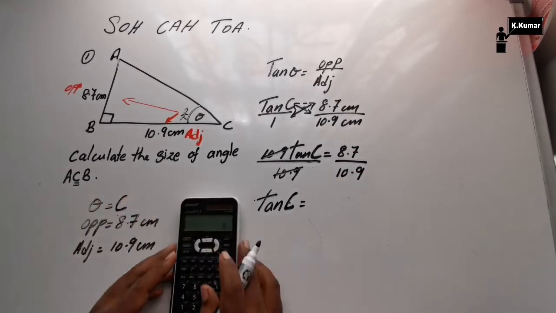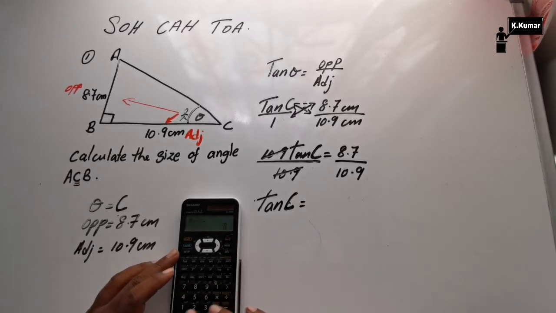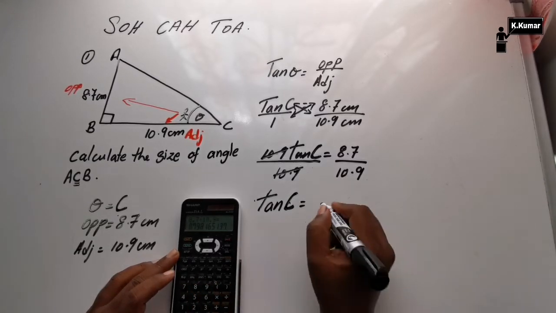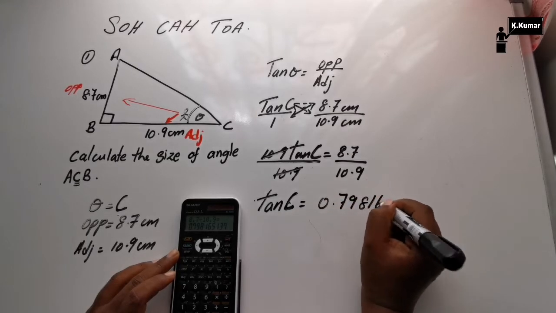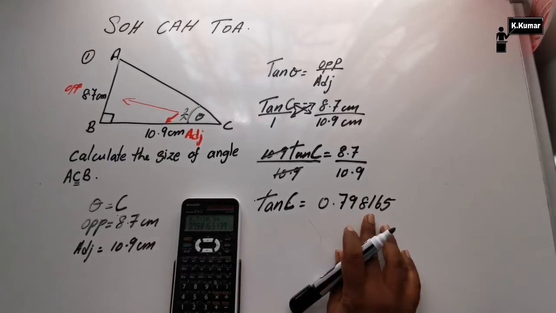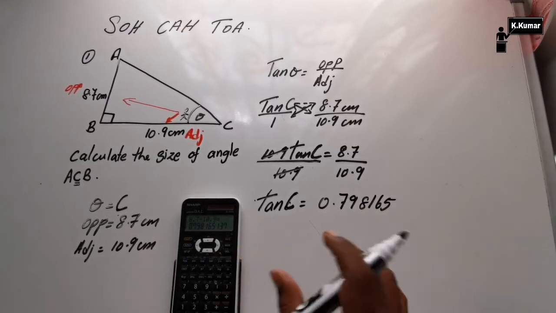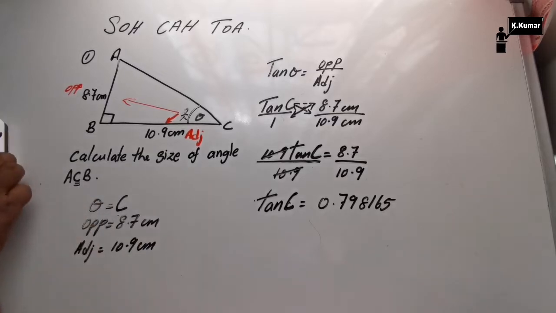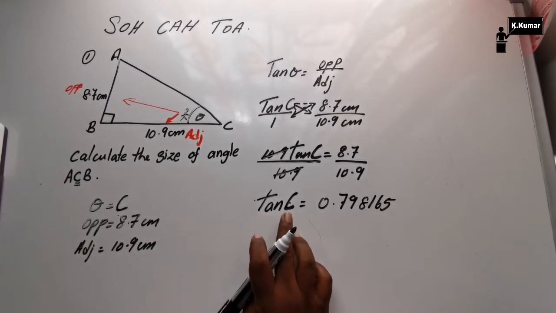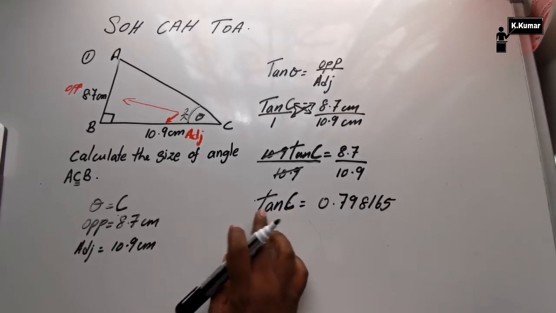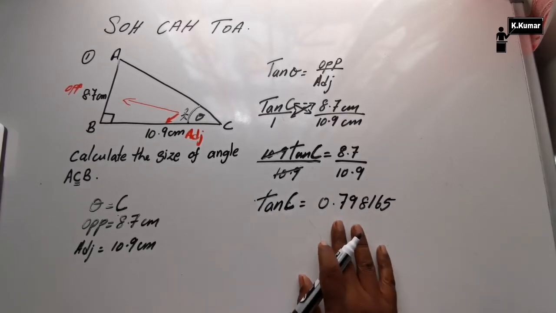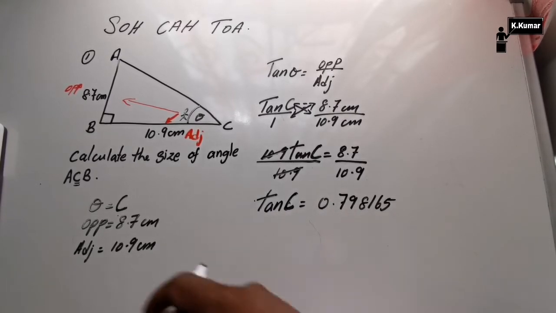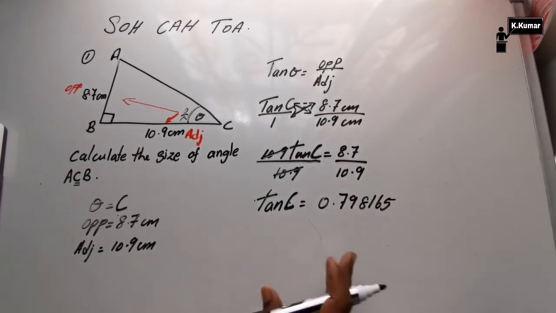So we're going to work that out. 8.7 divided by 10.9 is going to give me 0.798165. Let's use like 5 or 6 digits here, so that we are as accurate as possible. Now we don't want tan C, we want the value of C. So we'd have to divide by tan, and then it goes at the bottom, and then we apply the laws of indices to take it up to the top. I'm not going to confuse you with all of that.